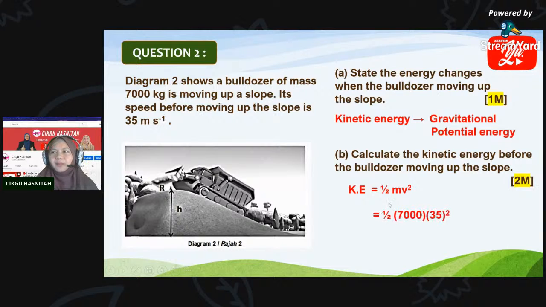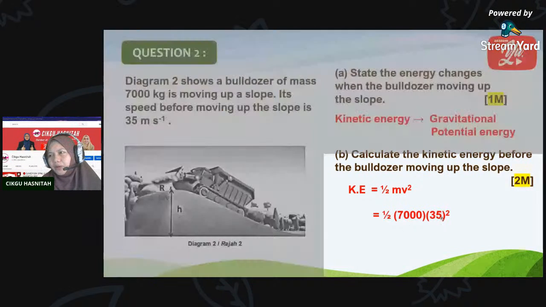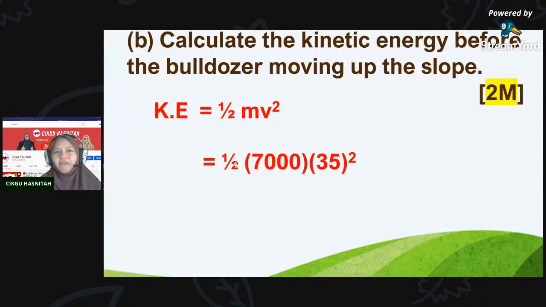So, half, the mass is given, 7,000 kg. So we do the substitution for m. And then v, 35 meter per second. The bulldozer moves with the velocity 35 meter per second. So what is the answer? Find the amount of energy. Please solve this equation: half multiplied by 7,000 multiplied by 35 squared.